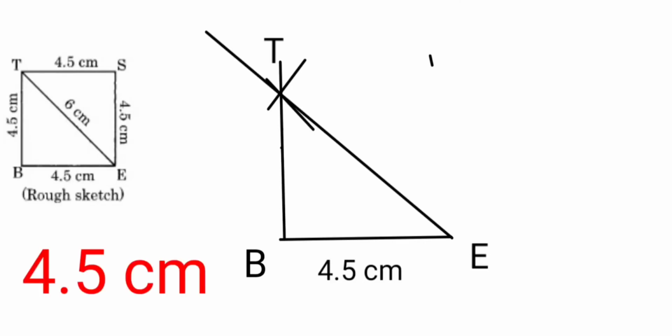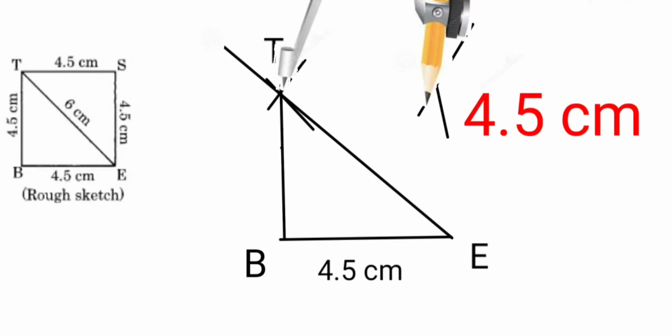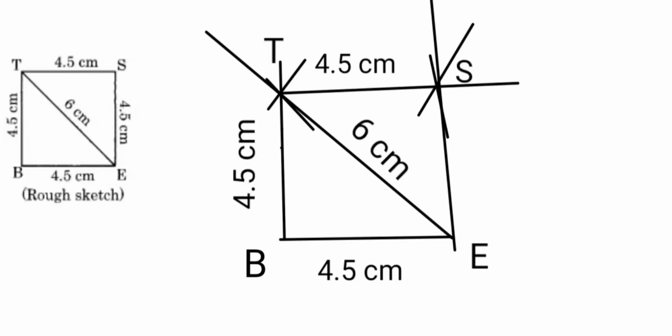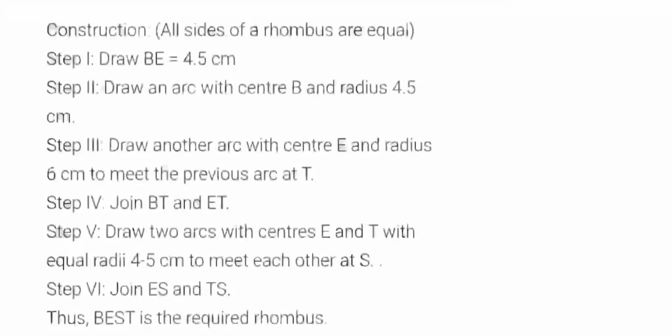Then join BT and ET. Take E as center, make an arc of 4.5 cm, and T as center, make an arc of 4.5 cm. Then join all the lines and we get point S, labeling all the sides. Hence BEST is a required rhombus. Here all sides of rhombus are the same. Here are the steps to construct the rhombus.